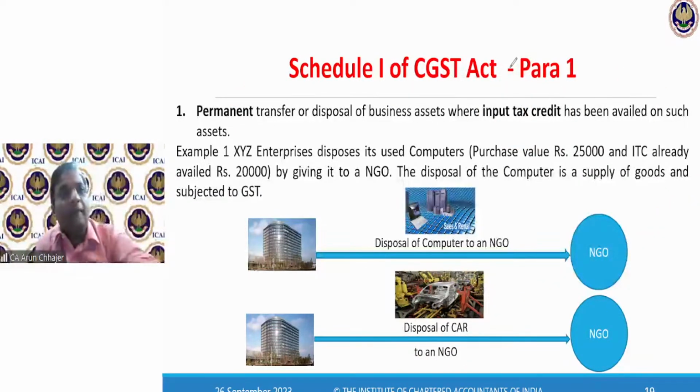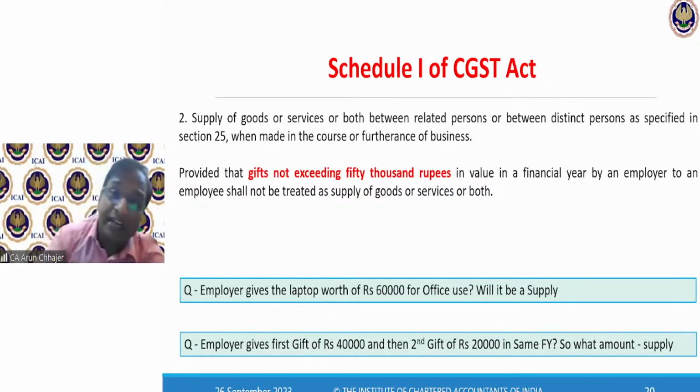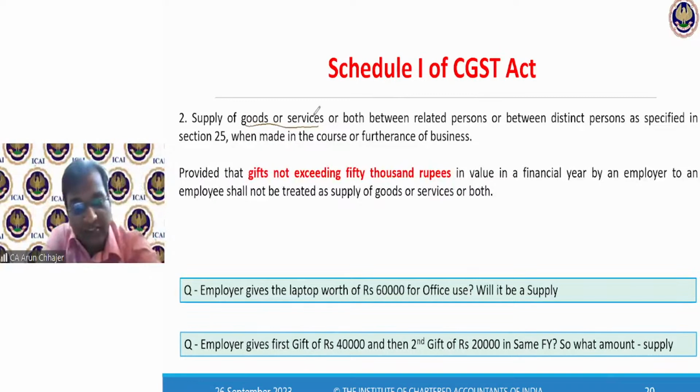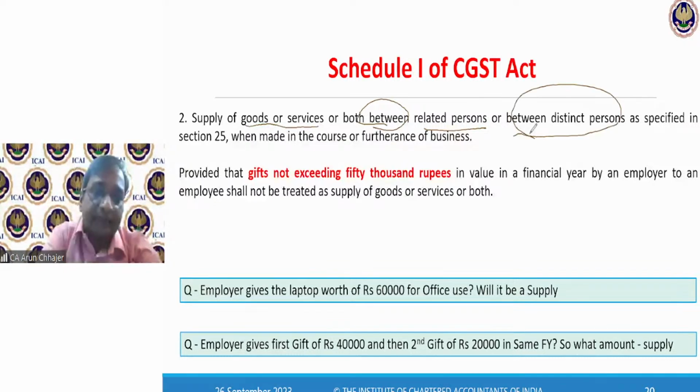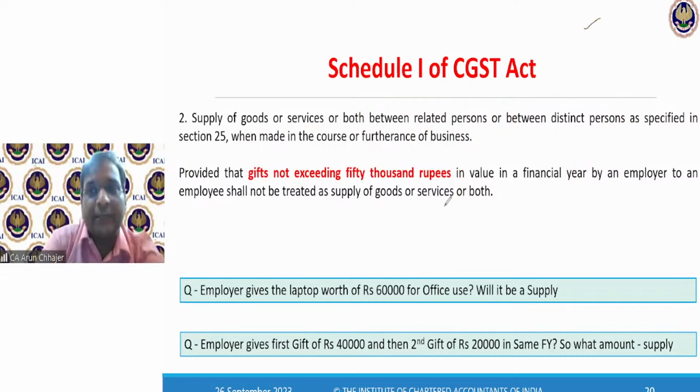Now, let me explain para 2 first and then we will do the interlinking of para 1 and para 2. Para 2 of Schedule 1 says that supply of goods or services between related persons, between distinct persons. What is the meaning of distinct person? You all know. Please give me the quick answer. What is the meaning of related person? It has been defined.